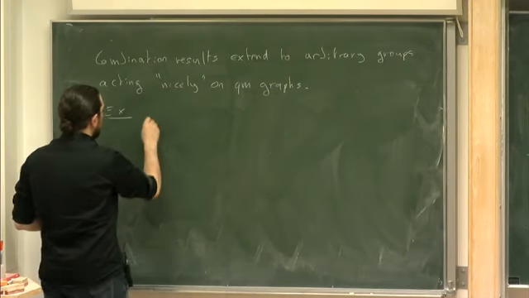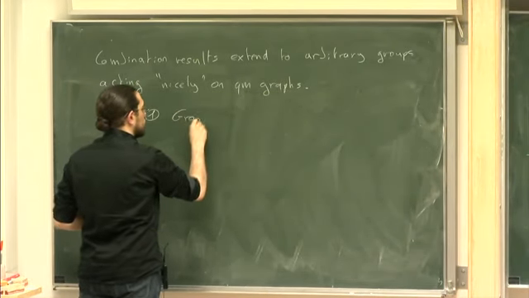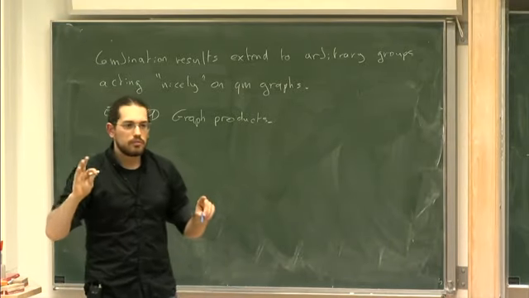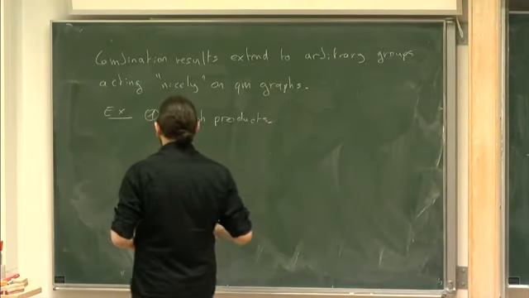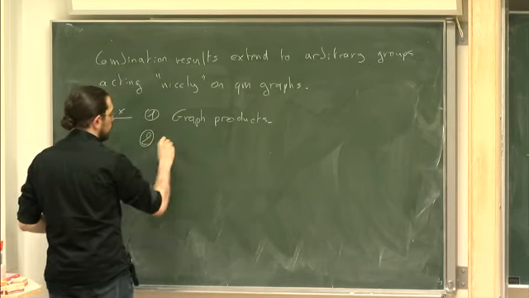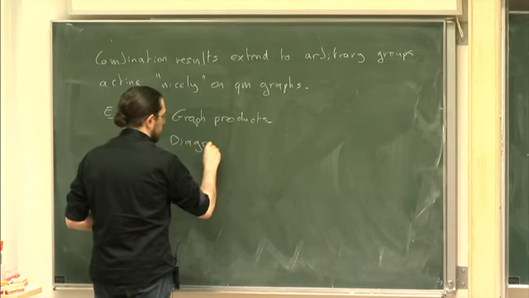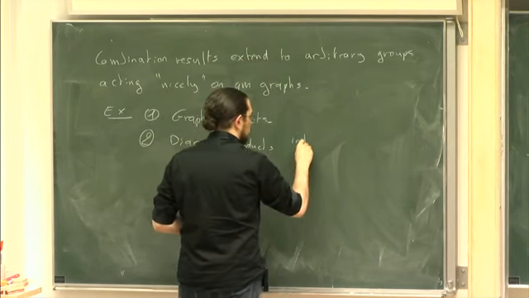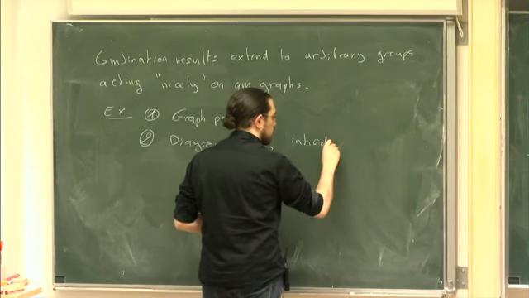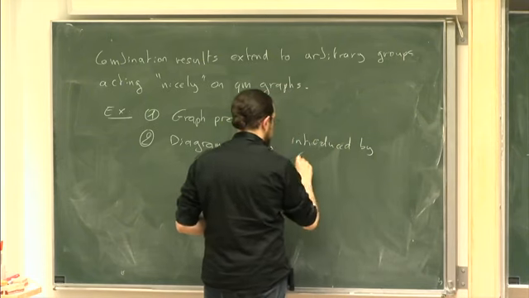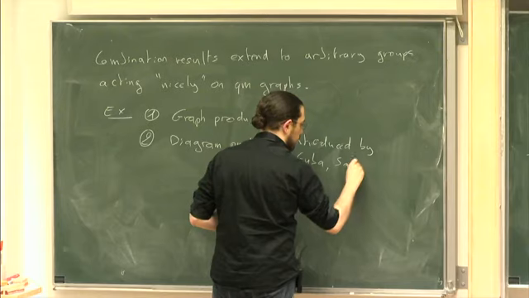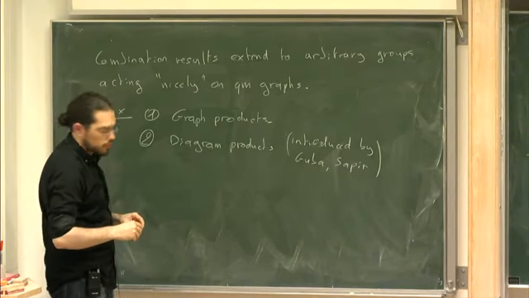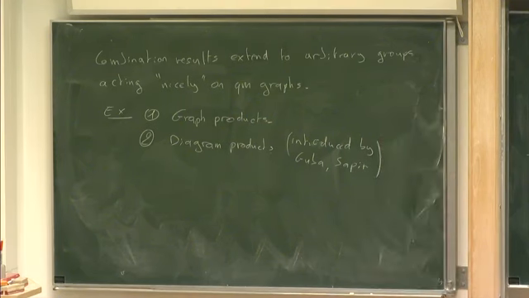Of course we have graph products. This is really the example where everything works, and maybe in the most natural way. The second example, we have diagram products, which were introduced by Guba and Sapir. It would be really too long to give a precise definition, so I will just give some examples.